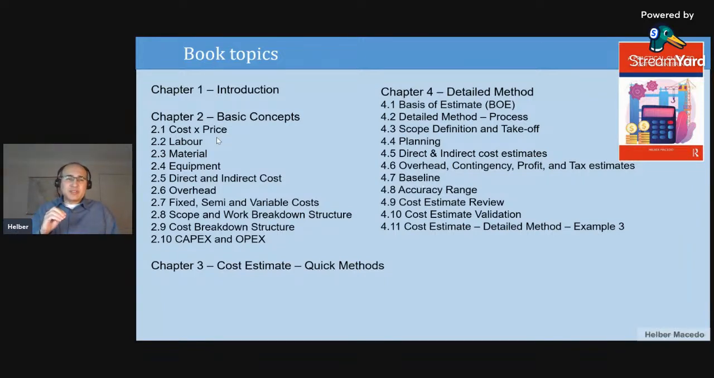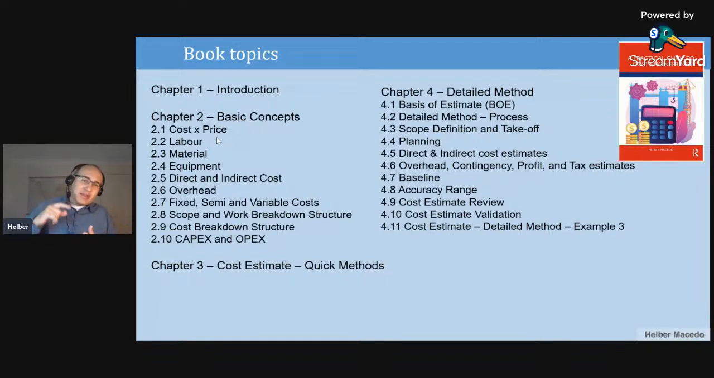Then one important point about the scope, how you can define your scope, and what is WBS, work breakdown structure, and CBS, cost breakdown structure, and then how to do the integration between them. The next part is about the difference between CAPEX and OPEX. The next chapter covers exactly the topics that I discussed before.